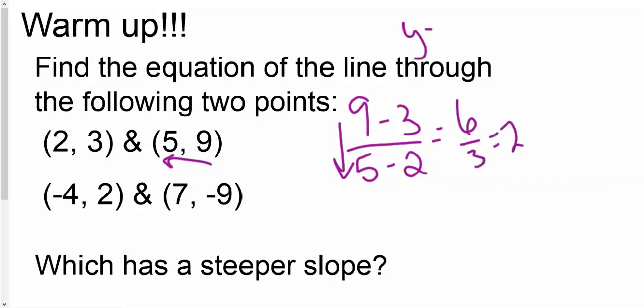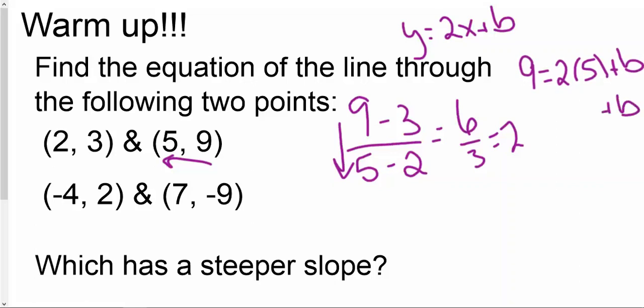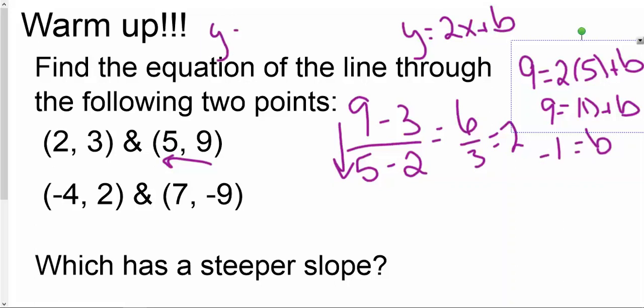We know y equals 2x plus b. Now I don't know what b is, so I have to plug either one of these points in to figure out what it is. If I were to plug in 5, 9, I would get 9 equals 2 times 5 plus b. So 10 plus b equals 9, or b equals negative 1. So I think my equation is y equals 2x minus 1.